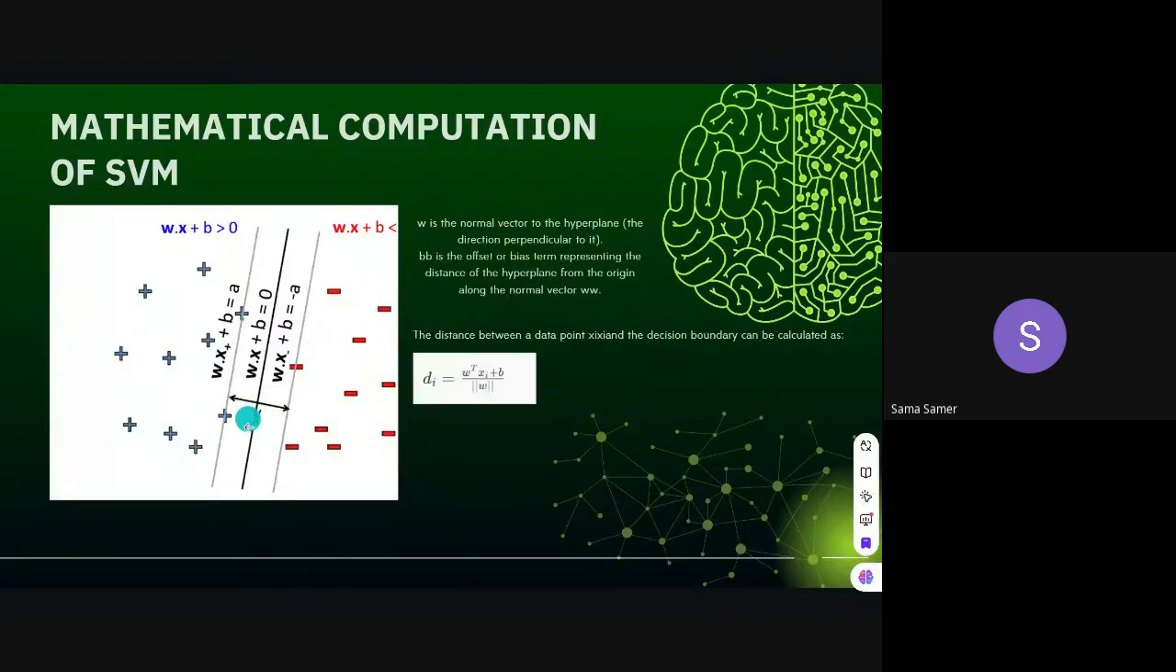Gamma is the determination of the margin. B is the offset or the bias term, representing the distance between the hyperplane and the origin along the normal vector. So gamma is the maximum distance that we could have between the two hyperplanes, the positive hyperplane and the negative hyperplane. This is gamma, and its equation is 2a over norm W. This is the equation that you use to find gamma.